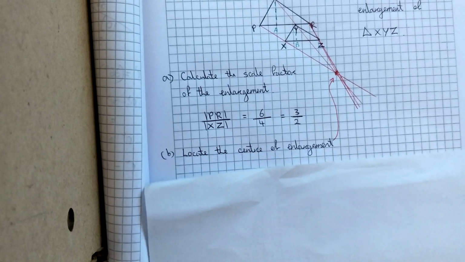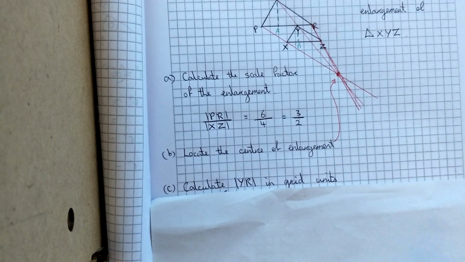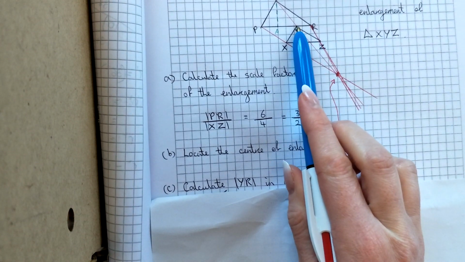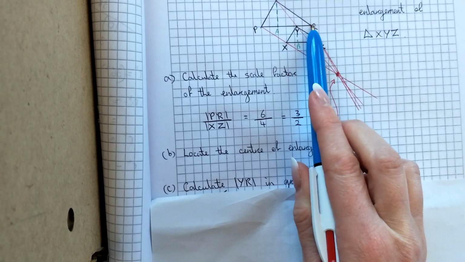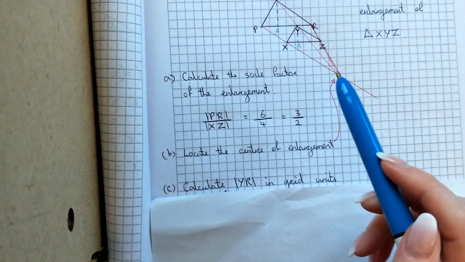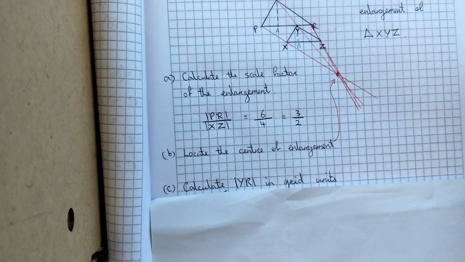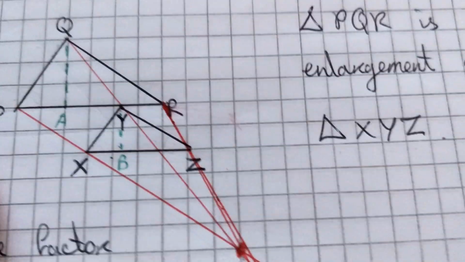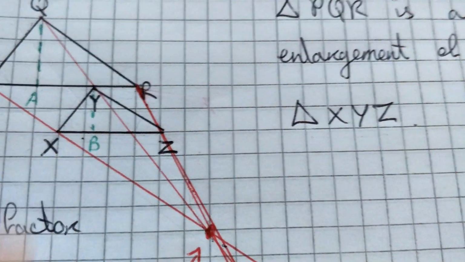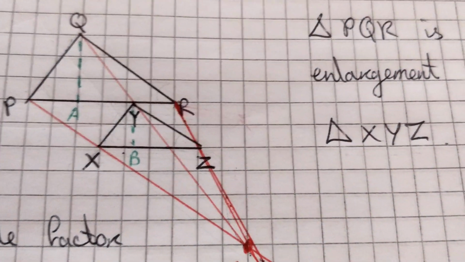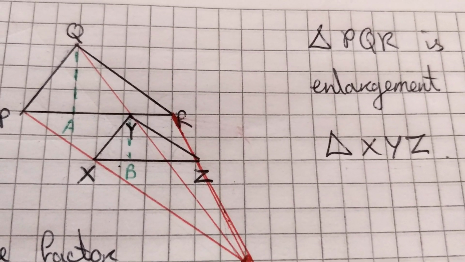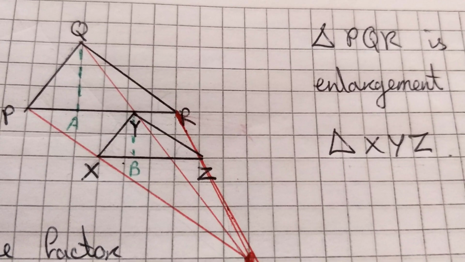Okay, part C then: calculate YR in grid units. We can see it's not exactly 2, it's close to 2 grid units, 1, 2, but not exactly. So how are we going to work this out? Again, we're going to look at similar triangles. What I've introduced now is a point A and a point B. You can see I've put a point A here and a point B here. Q to A is 3 units and Y to B is 2 units, so it's still the same scale factor. The big over the small is still 3 over 2.